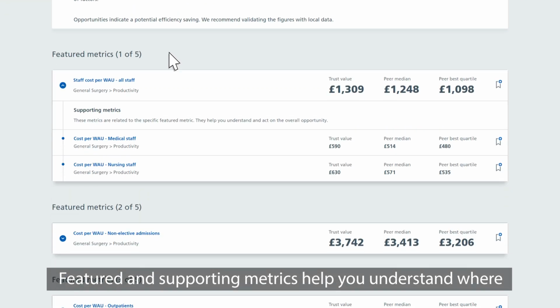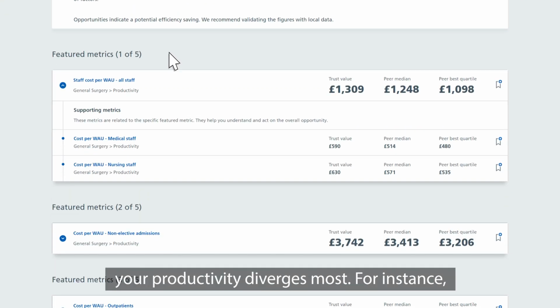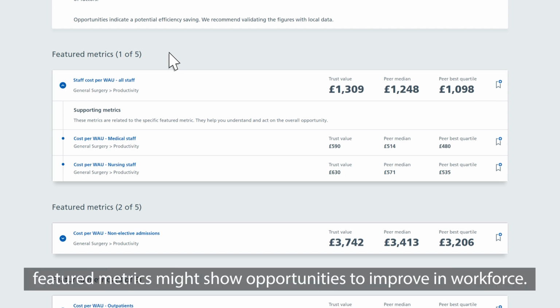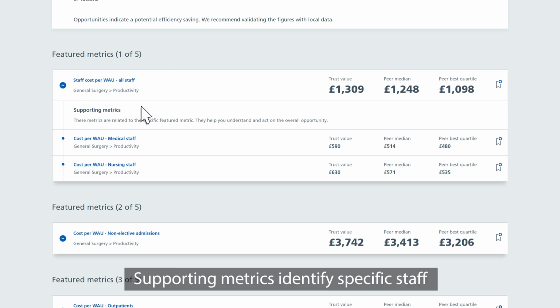Featured and supporting metrics help you understand where your productivity diverges most. For instance, featured metrics might show opportunities to improve in workforce. Supporting metrics identify specific staff groups with higher than average costs. Each opportunity page explains how it's been calculated.